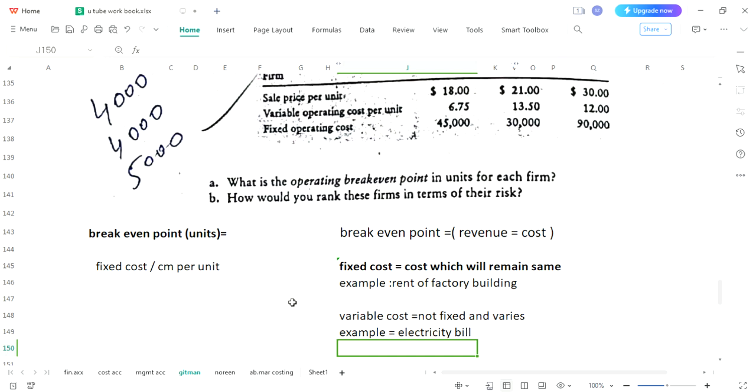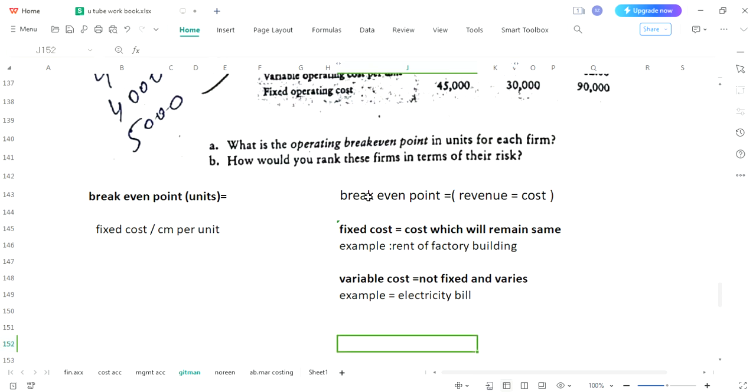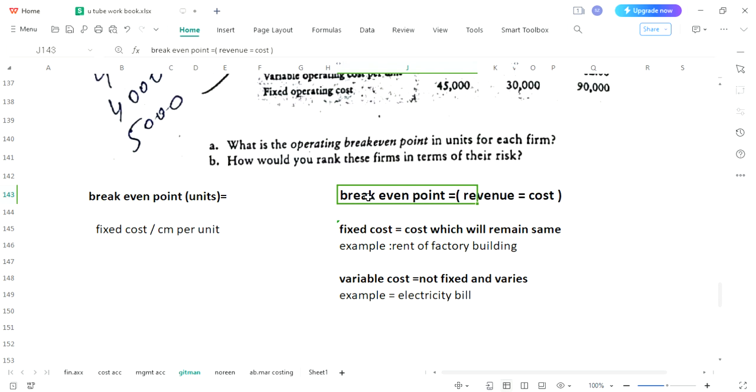It means you have increased your level of production. If you have increased your working hours, this cost will increase. If you decrease your level of production and working hours, this cost would decrease. The electricity bill would increase as you increase your level of production, and decrease as you decrease your level of production. So these are two concepts, and please also keep in mind break even point, where there is no profit, no loss.